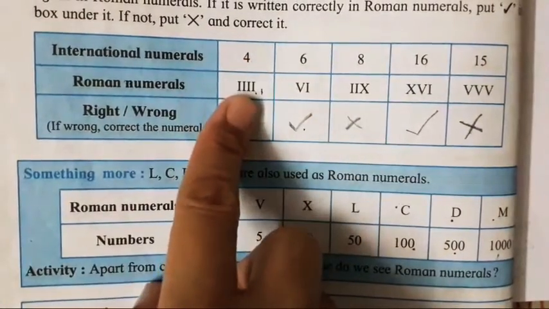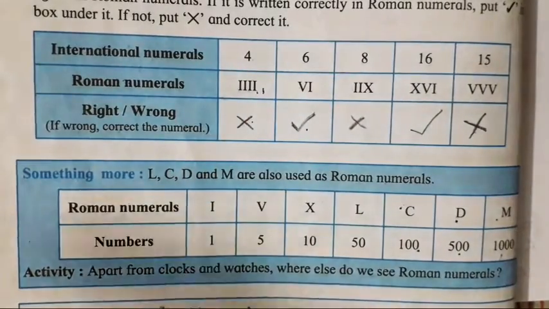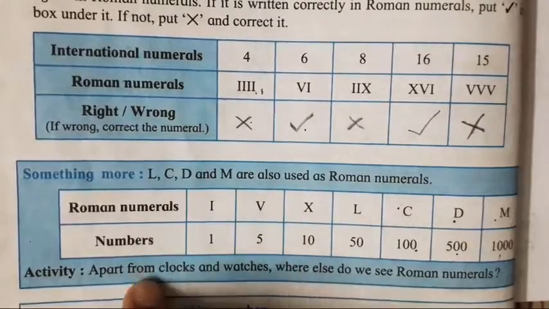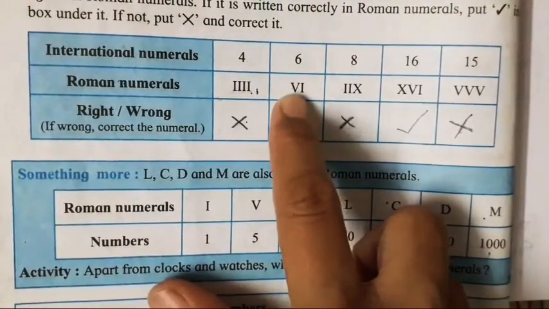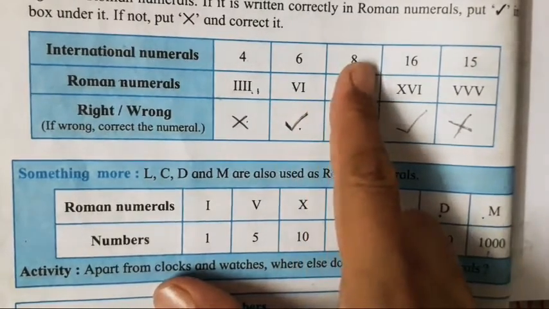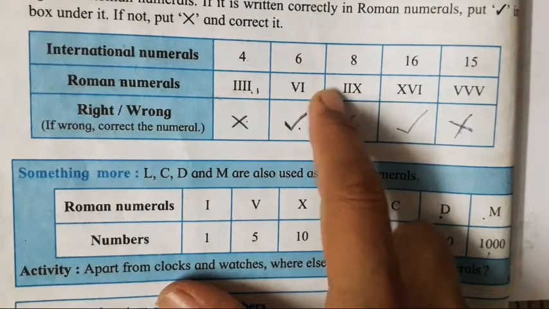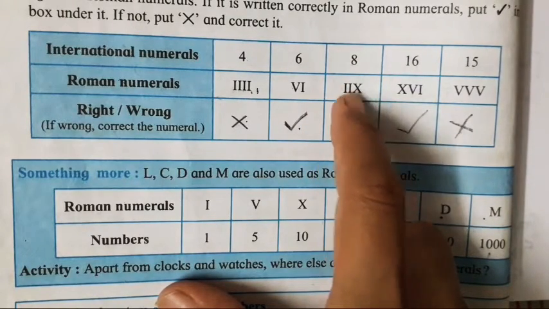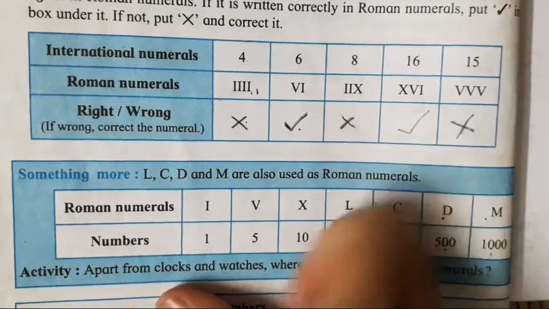So 4. So obviously 1, 2, 3, 4. We don't write 4 in this way. How do we write 4? V and 1 at the left hand side. Okay. 6. It is correct. V and I to the right hand side. So it is correct. 8. See, the 8 is shown with X and minus. So we don't write it in this way. 8 is having V and triple I.